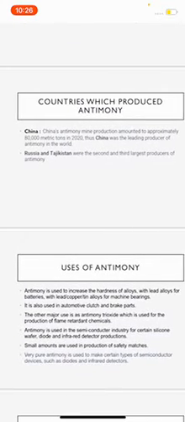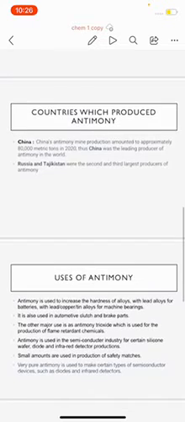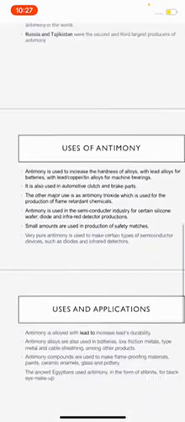Now we discuss the uses of antimony. First, antimony is used to increase the hardness of alloys, with lead alloys for batteries, with lead copper tin alloys for machine bearings. The second use is it is also used in automotive clutch and brake pads. The other major use is as antimony trioxide, which is used for the production of flame retardant chemicals. Antimony is used in semiconductor industry for certain silicon wafer, diode, and infrared detector productions. Small amounts are used in production of safety matches. Very pure antimony is used to make certain types of semiconductor devices such as diodes and infrared detectors.